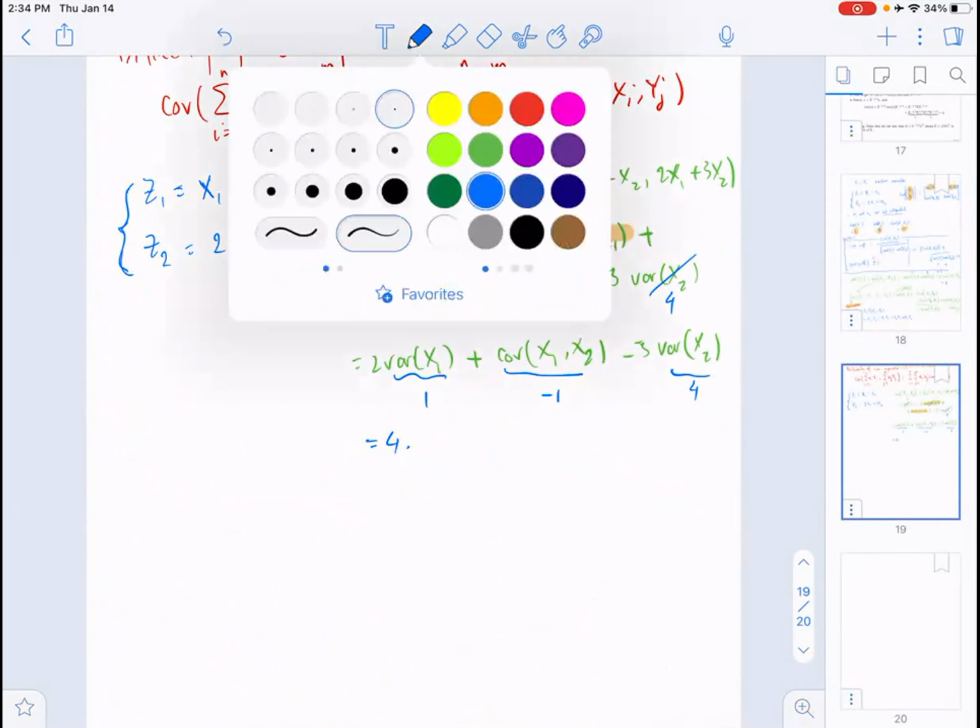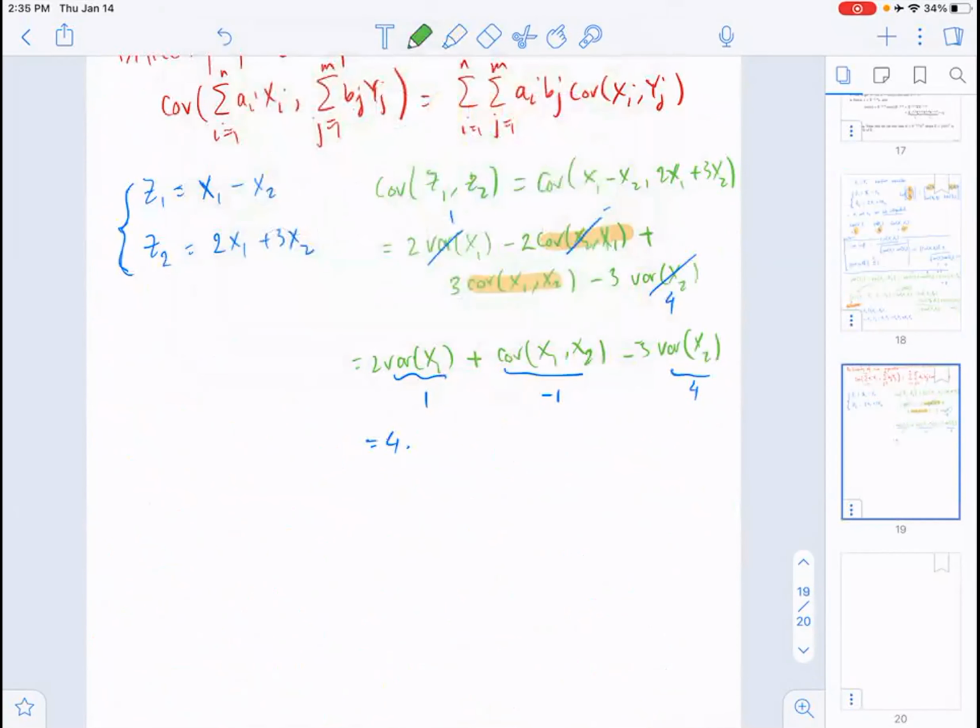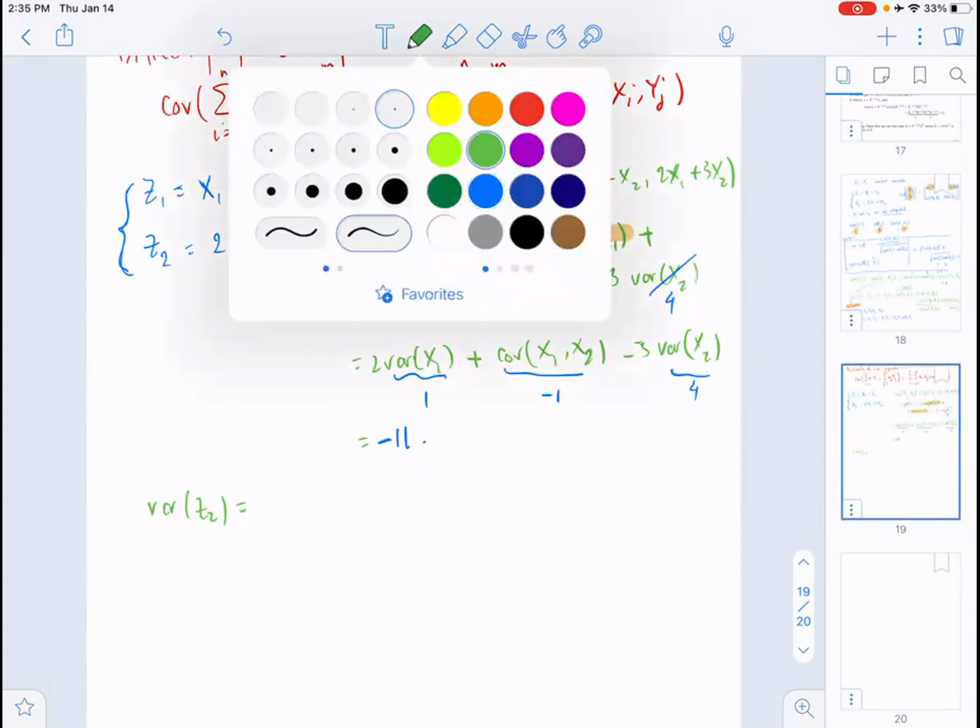So how about the other one, variance of z2? Maybe someone else wants to also. Wait, Professor? Yeah. So the answer we got is 4. Shouldn't it be? Oh, right. You're right. What should it be? Seems like negative something, right? -11? -11, right? Twice this minus, right? Great, thank you. Hopefully correct.